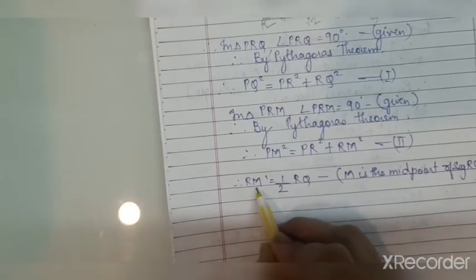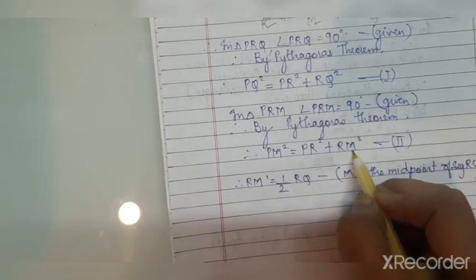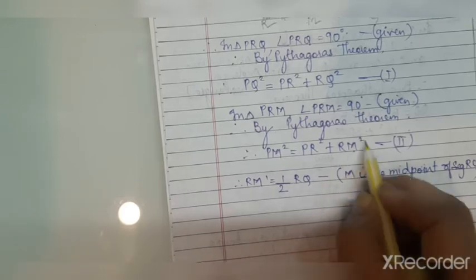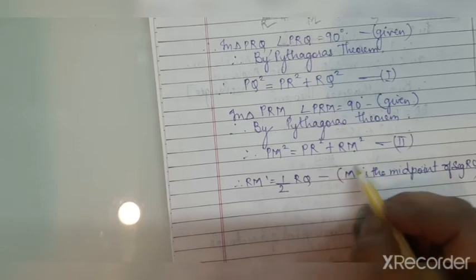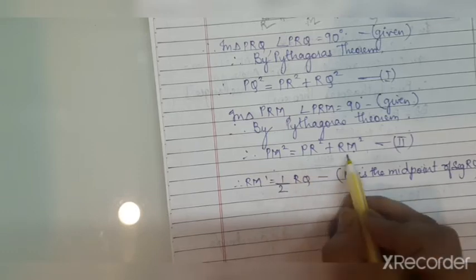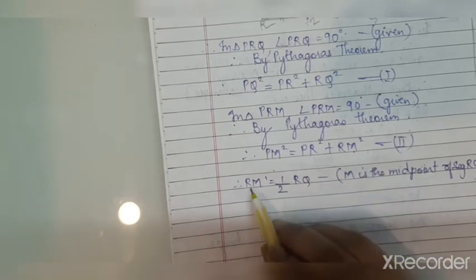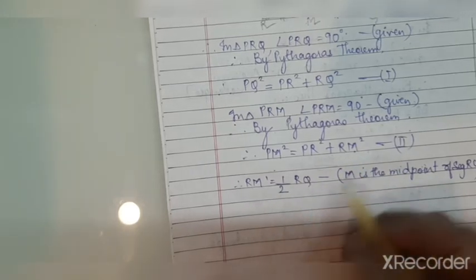Okay, so if RM is half of RQ, can we substitute RM here in statement 2? Because as it is what is asked to prove, we don't want RM. The final statement we want has PM and PR, but we don't want RM. So we will remove that RM. And how do we remove that? By substituting RM, which is nothing but half of RQ.